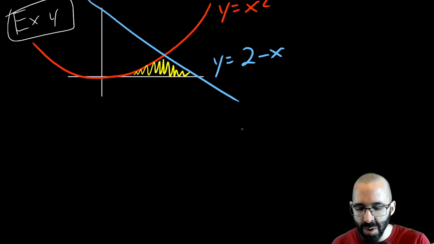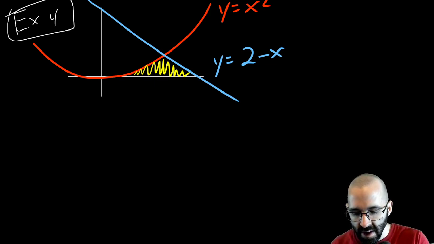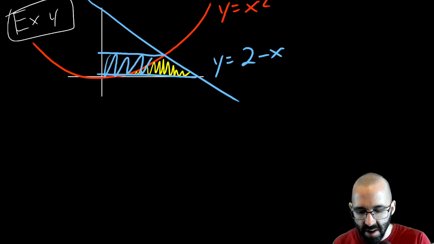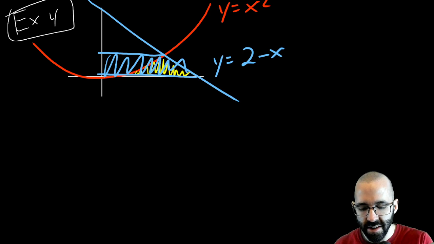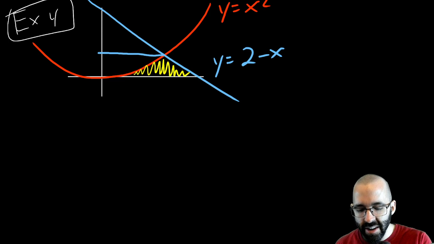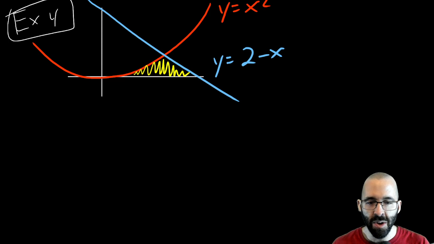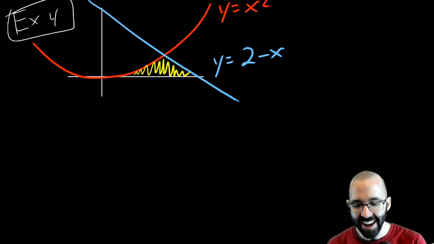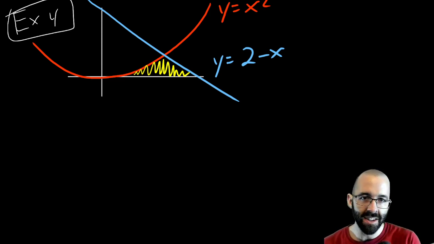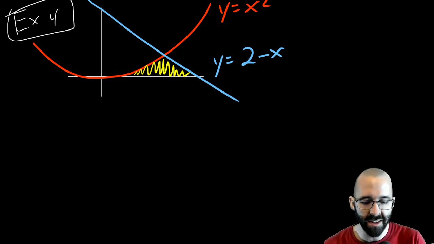Instead of splitting this into two integrals, is this yellow region not just this blue region minus this red region, right? This yellow area is just the area to the left of blue minus the area to the left of red. We can do it as a single integral. Ah, nice. So just think about things vertically. Make our lives a little easier.